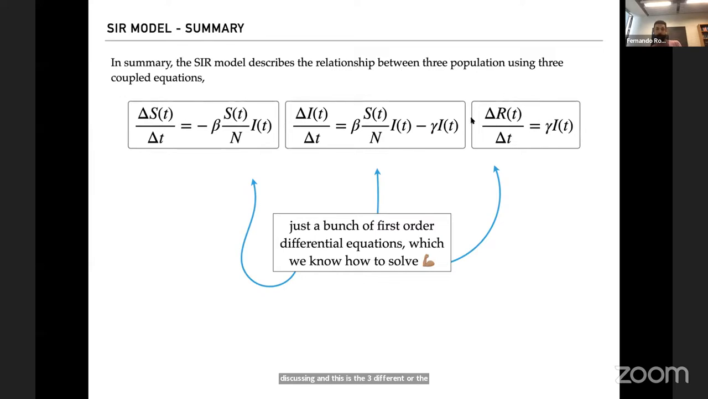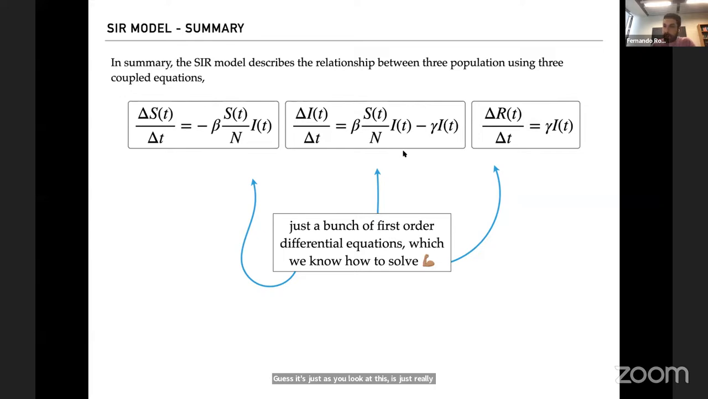Okay, so here's the summary of what we've been discussing, and these are the three different equations that we have. The change in susceptible over time: they are decreasing because they're getting sick, and they're decreasing with this rate here. The change in infected over time is increasing because of the people getting sick, but also decreasing because of people recovering with the recovery rate. And then there is the recovered or removed, the last group, which is only increasing over time because we're assuming that the immunity lasts forever, and it increases with the number of people that are actually recovering from the sickness.